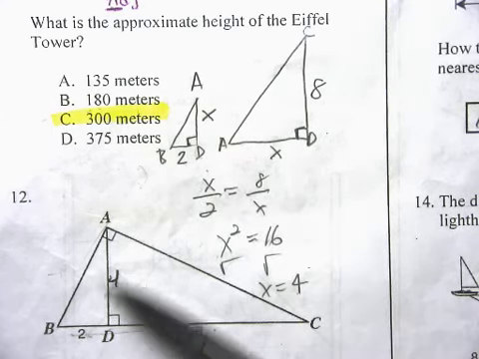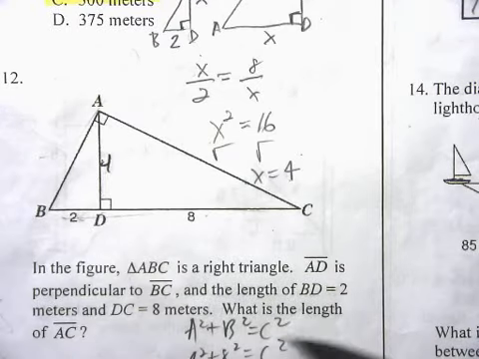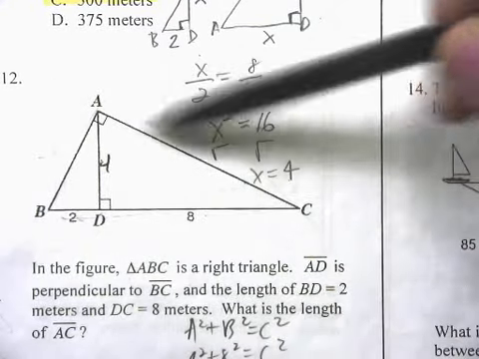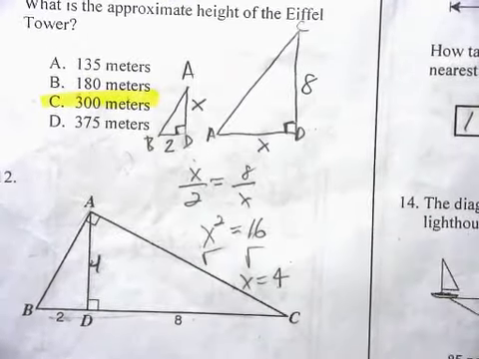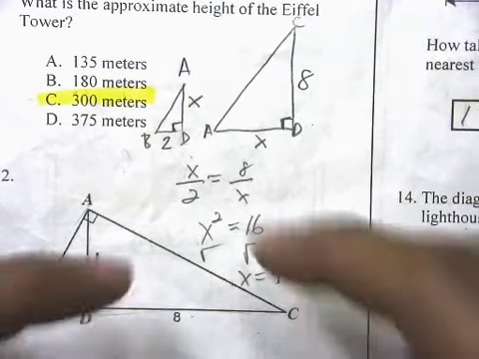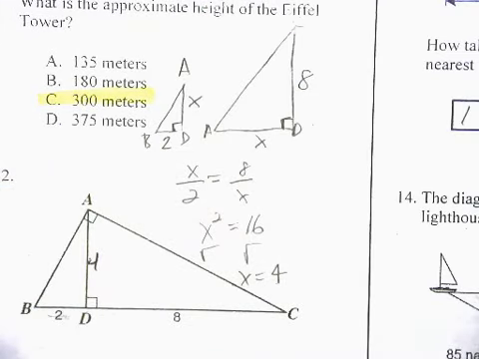So what I did here was I took my little triangle and I put it right here. Look, here's A, B, D, and there's 2 at the bottom. And I don't know how big AD is. And by the way, that's what they're asking for. They're asking for the length of AC, right? But I don't know how big AD is.